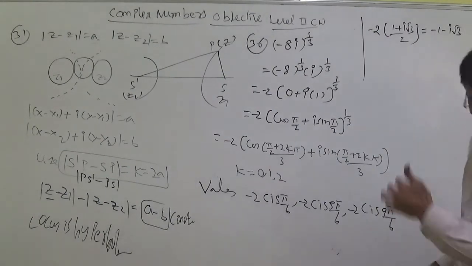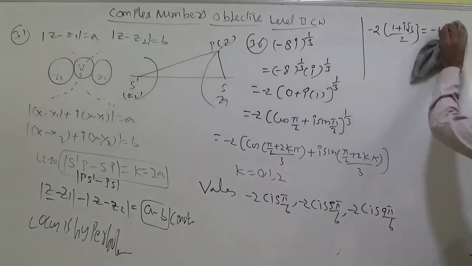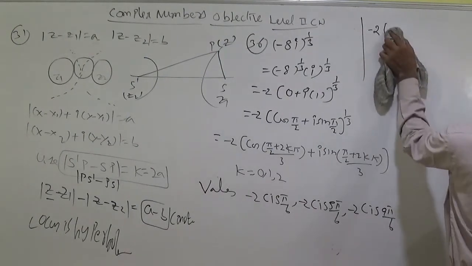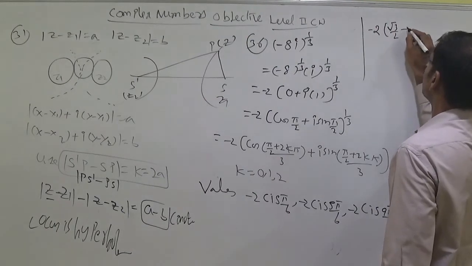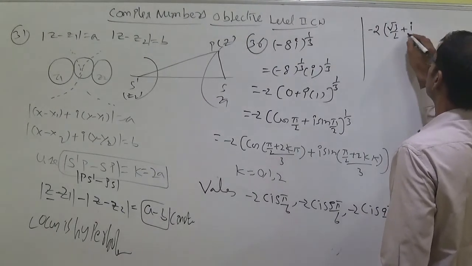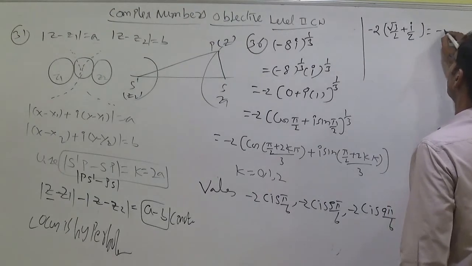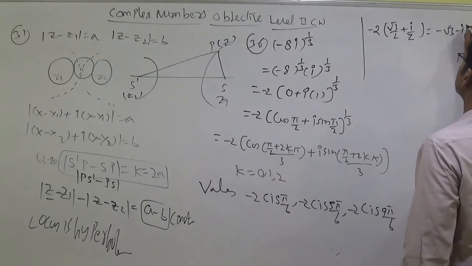Not like this, root 3 by 2 plus I by 2. That is equal to minus root 3 minus I.